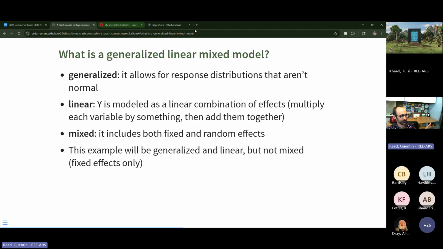We're going to have a non-normal response. It's going to be a linear model, but we're just going to have fixed effects in the model. No random effects yet. It's just a GLM. It's not a GLMM yet.